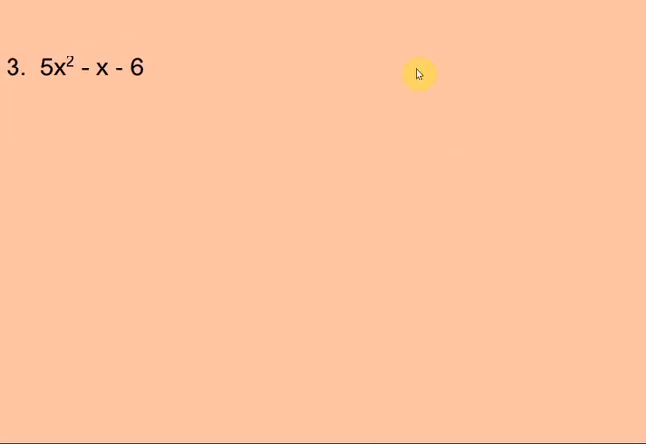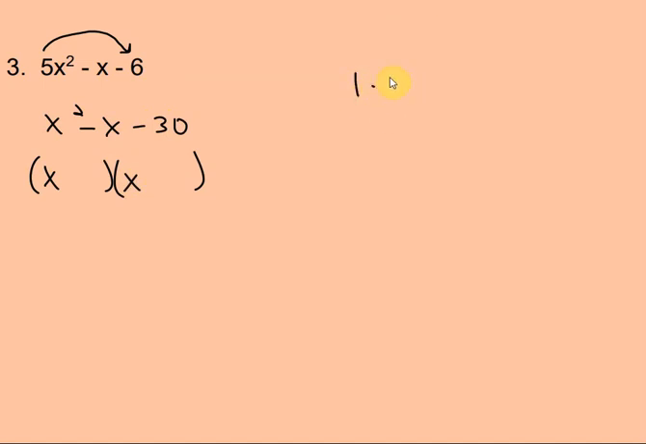Okay, I have one more example for you. Let's slide and divide again. Once again, 5, 1, and 6 don't have a greatest common factor. So I'm going to slide this 5 to the back. x squared minus x, and then minus 5 times 6, that would be 30. Okay, two sets of parentheses, x and x. So the factors of 30, we have 1 and 30, 2 and 15, 3 and 10, and 5 and 6.